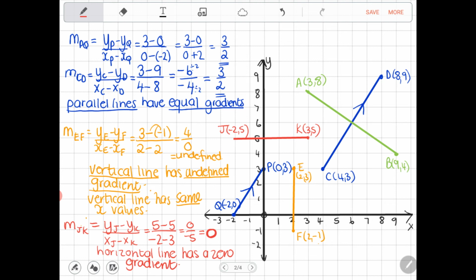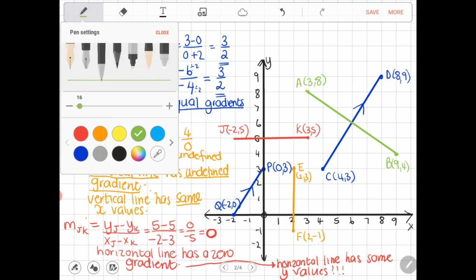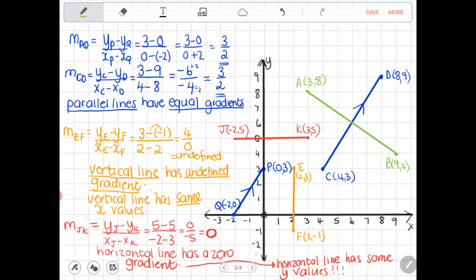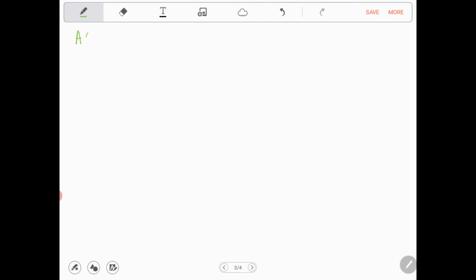How do we know a line is horizontal? A horizontal line has the same y values. So when you're looking at something, check to see whether the y values are the same. Now I haven't done the green line yet, which we're going to do over the page quickly. So we've got A is (3, 8), and B is (9, 4).